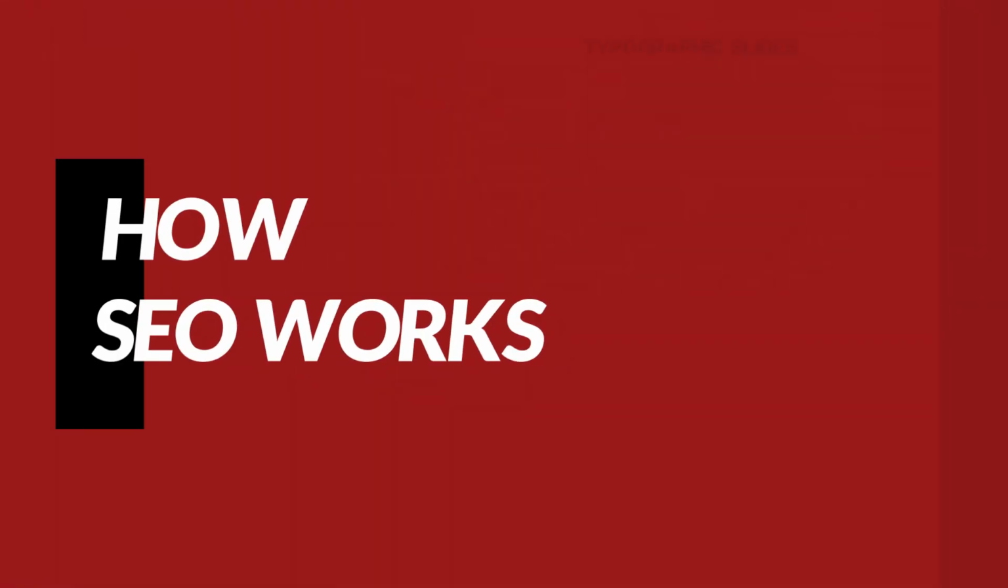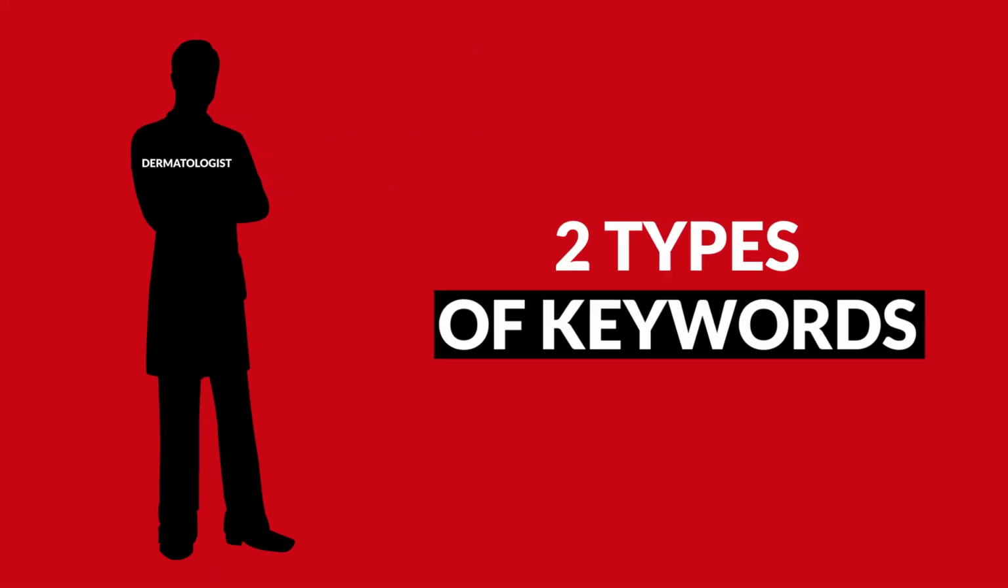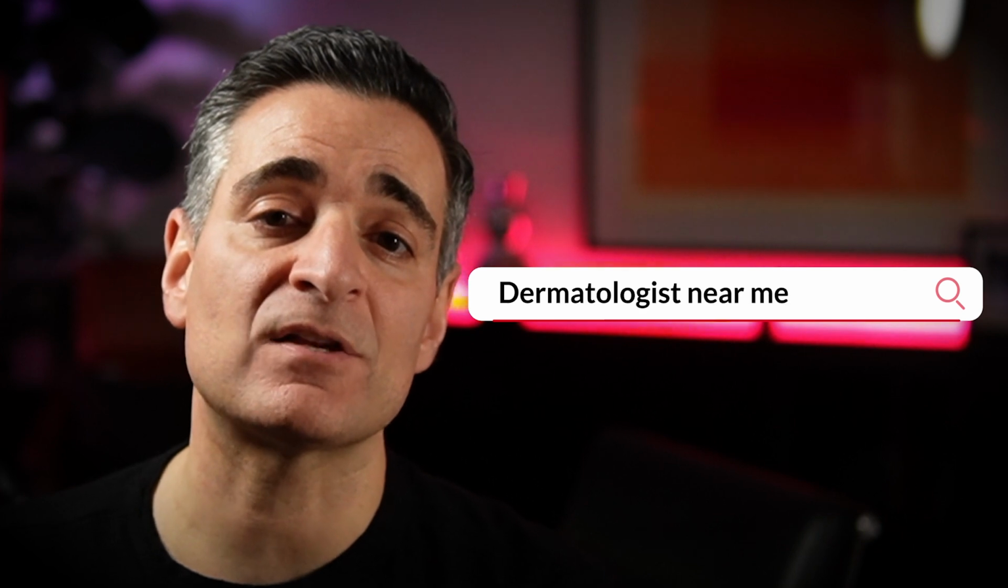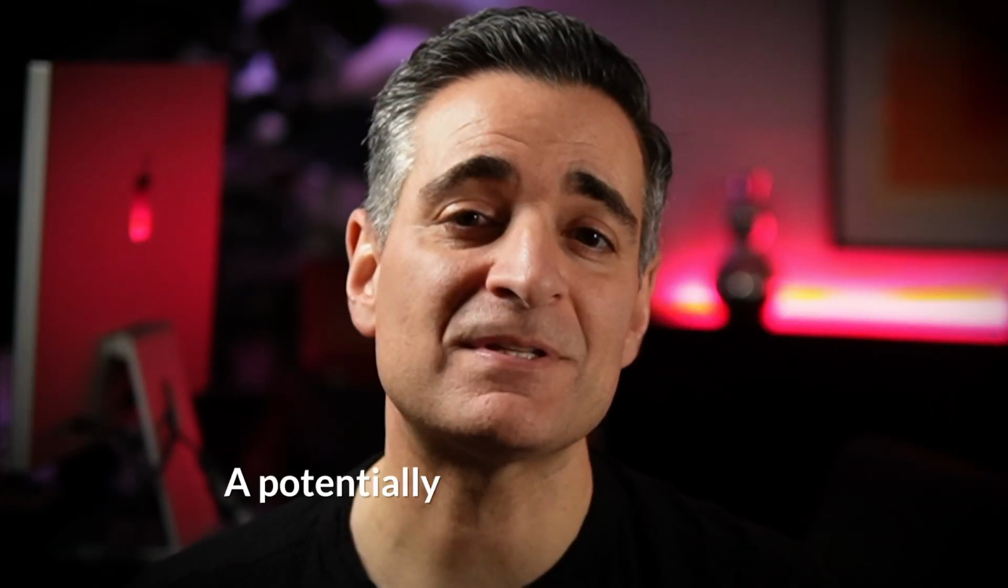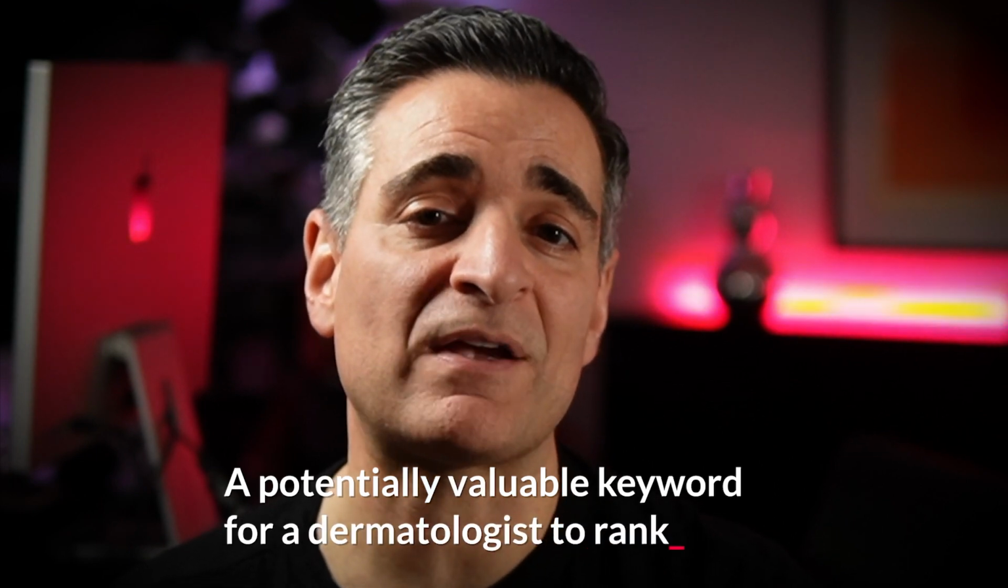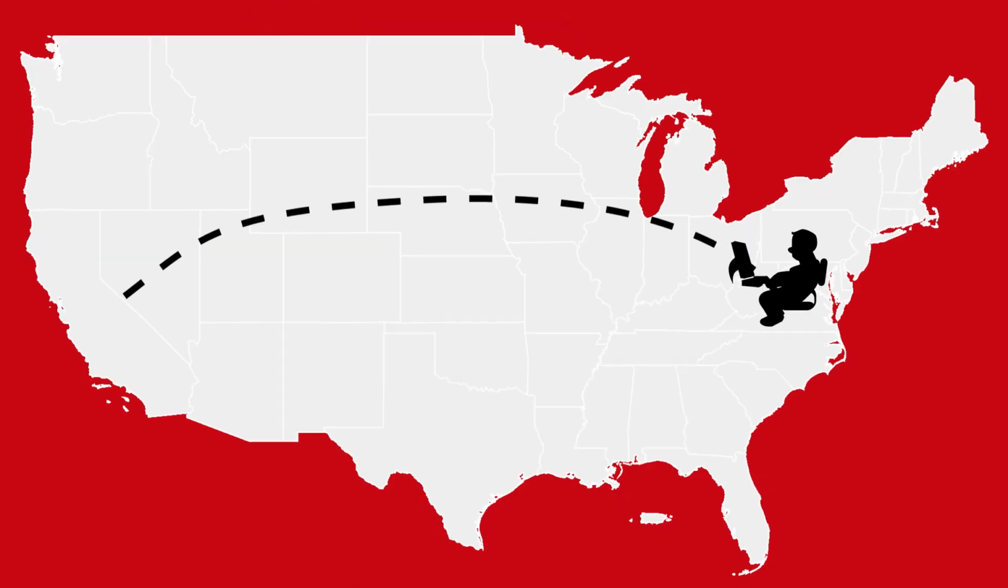How SEO works. When you're doing SEO for a dermatologist, you basically have two types of keywords that you're trying to target. You have those local intent searches, so the person that's looking for "acne specialist near me," "dermatologists near me," "dermatologists in the city right next to you," "dermatologists that accept the insurance I carry." And you're also trying to target the types of searches that will put you in front of the patient when they're researching their conditions and the possible solutions. "How to get rid of acne scars" is a potentially valuable keyword for a dermatologist to rank for. It's the type of keyword that someone may even fly across the country to see a dermatologist for if they feel it's the right dermatologist.